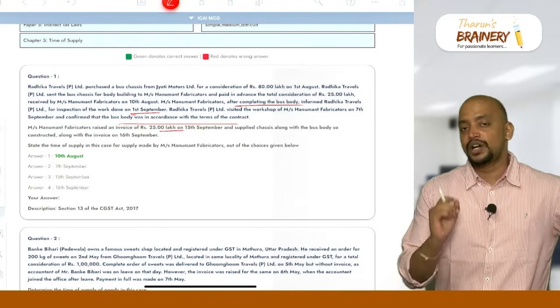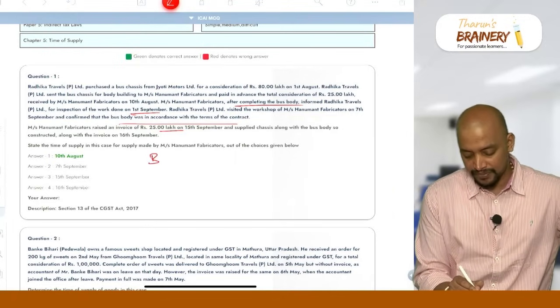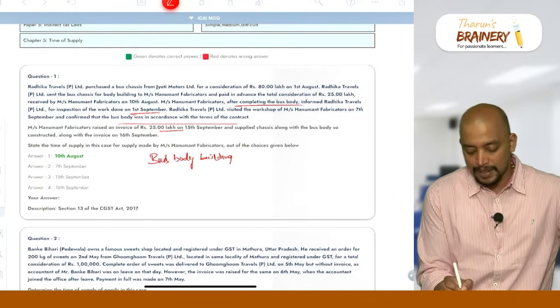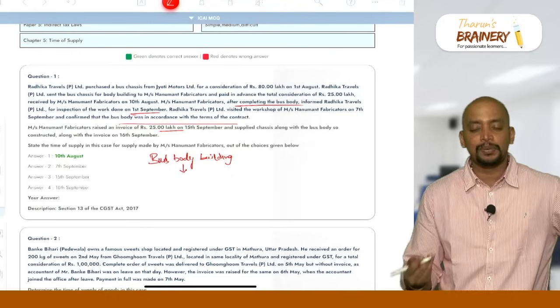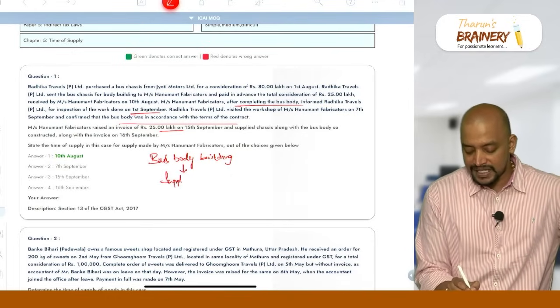So this bus body building will be determined based on principal supply as per CBIC circular. So this bus body building will come under supply of services, because what is the principal supply here? Services. So therefore it will be treated as supply of services.